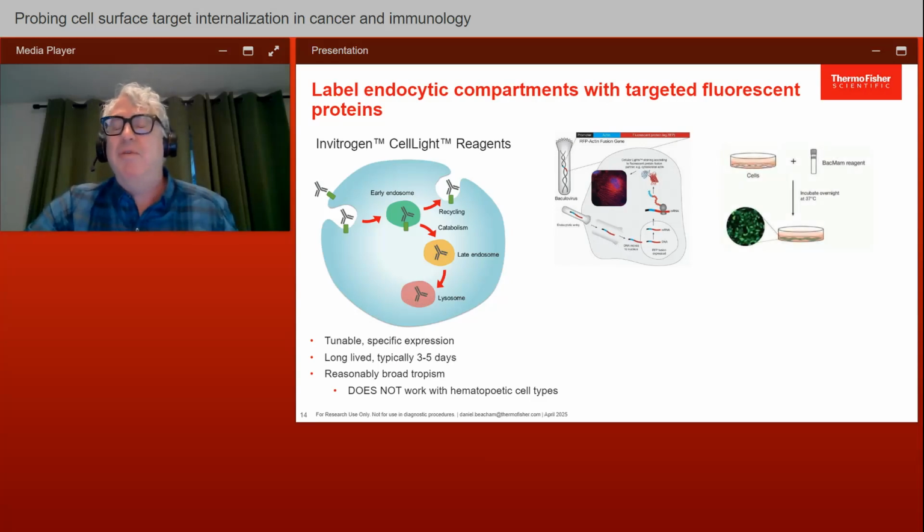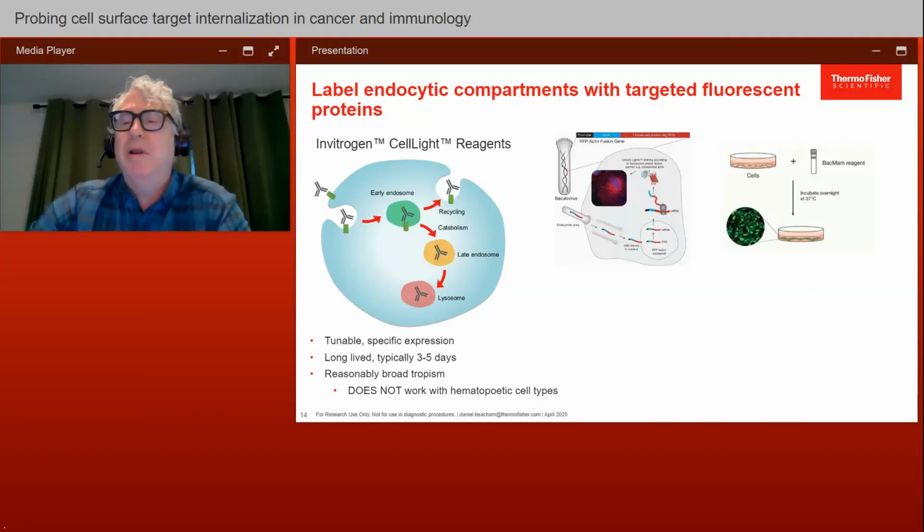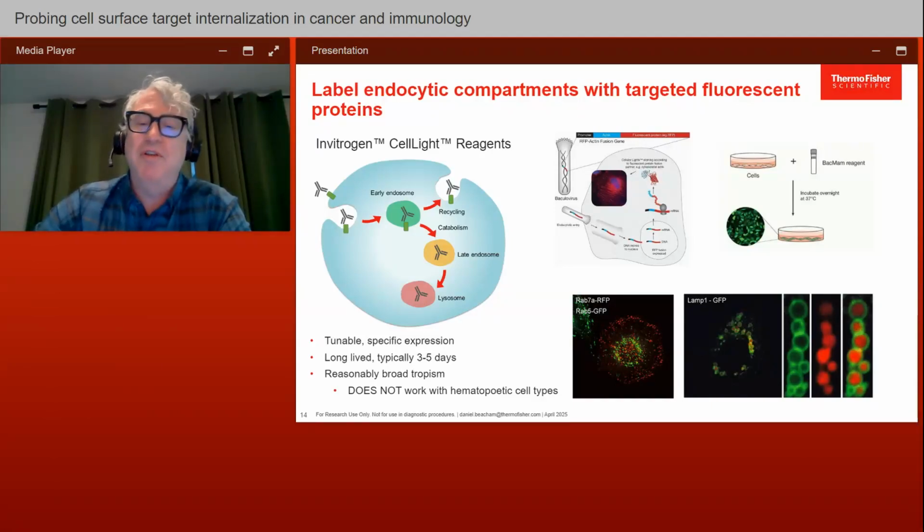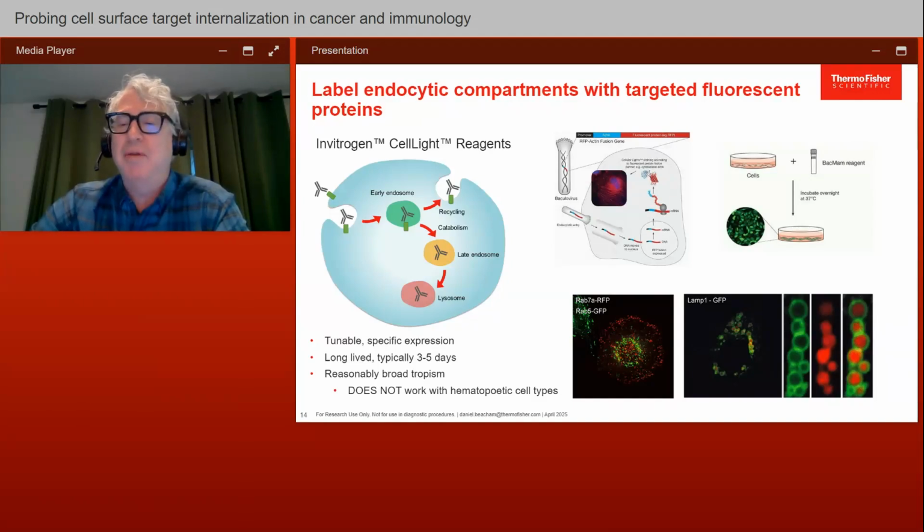And so I'll show some examples of that. And so you don't have to build the virus; it just comes in the mail, and it's a P1 containment you can just use on the bench top, and then transduce most cell types. I will point out this is a big hematopoietic cell audience. Unfortunately, this technology does not work with hematopoietic derived cells, but has pretty good tropism across many other cell types, adherent and otherwise.